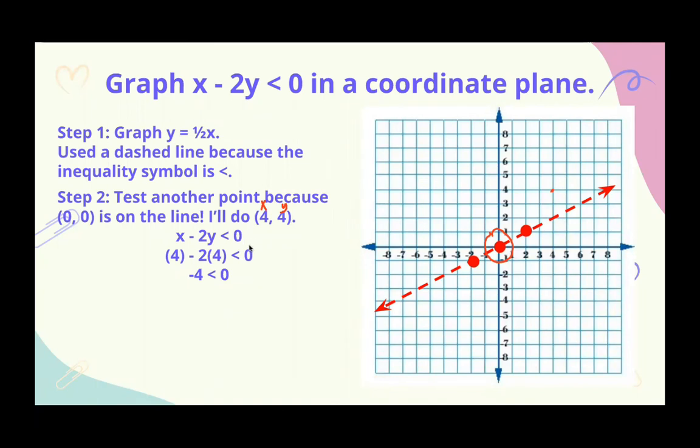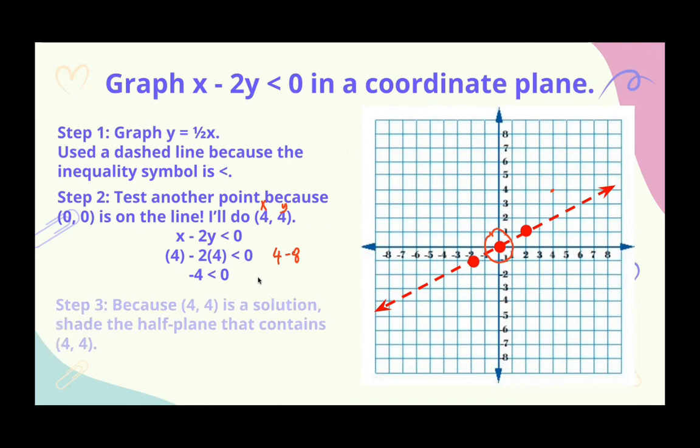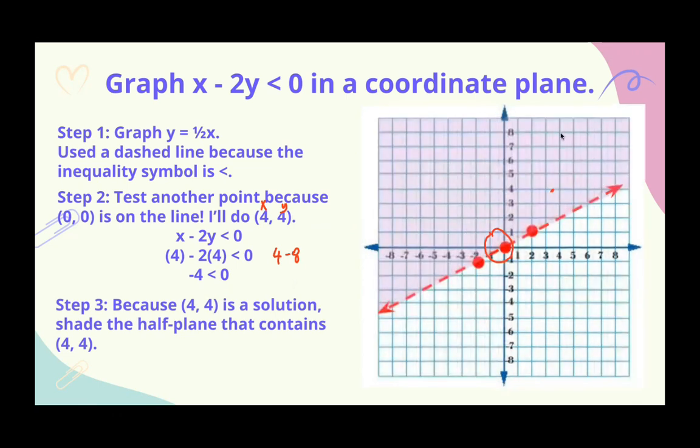I'll plug in 4 minus 2 times 4 is less than 0. 4 minus 8 would just give you negative 4. Your final inequality would be negative 4 is less than 0. We know this is true, so 4, 4 is a solution. So we'll shade the half plane that contains the point 4, 4. So in this case, it would be this area above our line. And that is how your final graph will look.